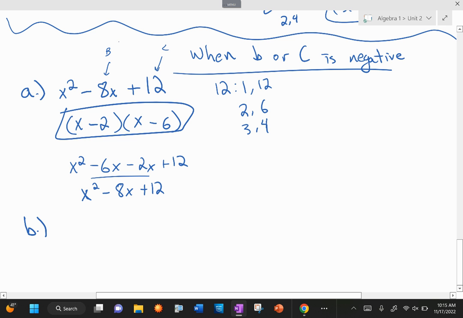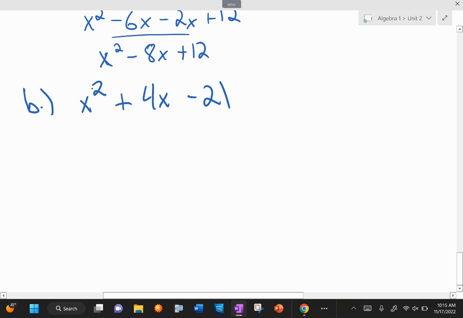Okay. Here is one for you to try on your own. I need to do 2 more with you, and then we will. Obligated based on the parameters I set for myself, yes. Okay. X squared plus 4x minus 21. I would like for you to stretch your brain muscles and try this one on your own.